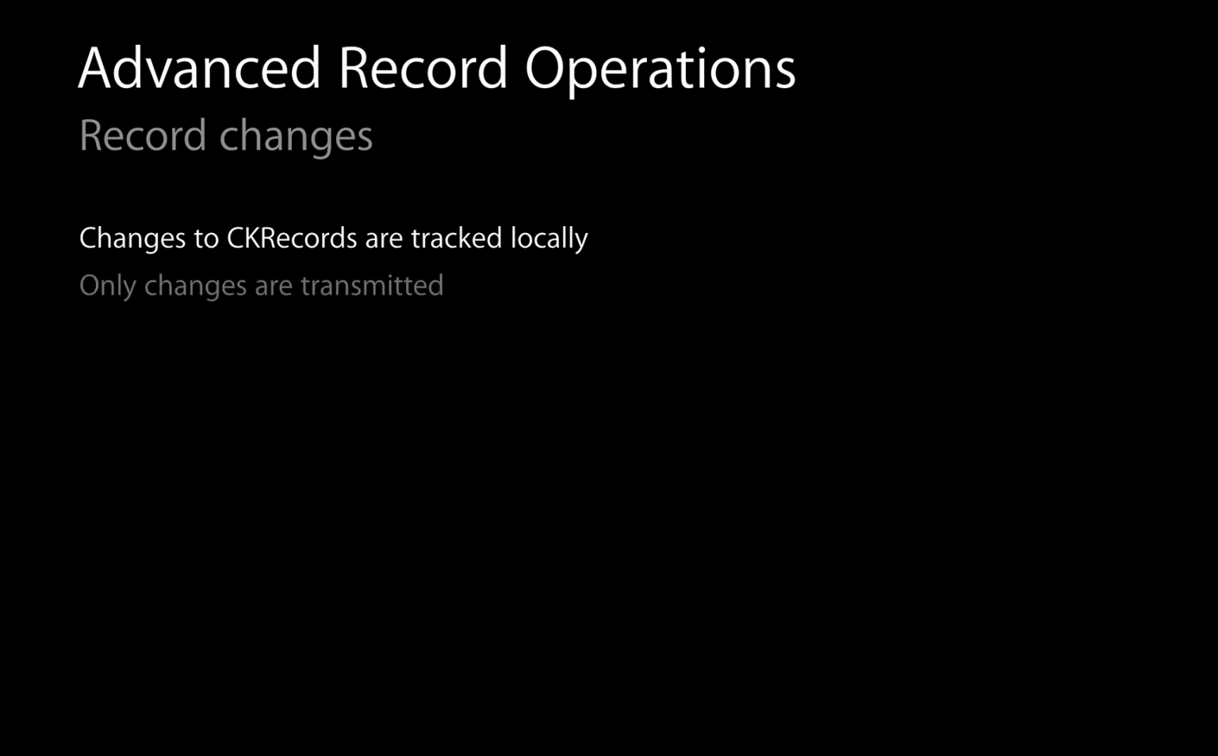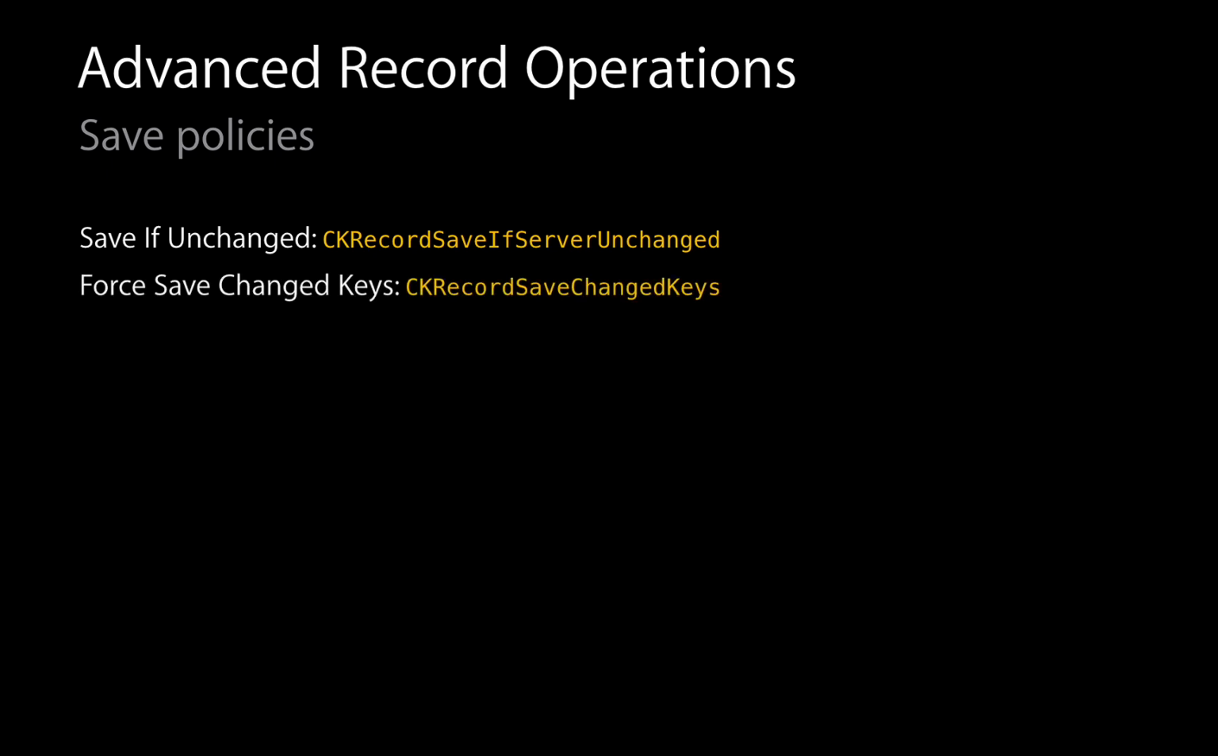So let's talk about some advanced record operations. When you're using CKRecord, any changes you make to a CKRecord object locally get tracked, and then when we talk to the server, we're only going to send the changes that you made to that CKRecord. This is the default behavior, and it works great most of the time, but you might want some additional control over what we're sending to the server. And we give you that with save policies. So these save policies, we have 3 of them. They are CKRecordSaveIfServerRecordUnchanged. We have CKRecordSaveChangedKeys. And we have CKRecordSaveAllKeys.